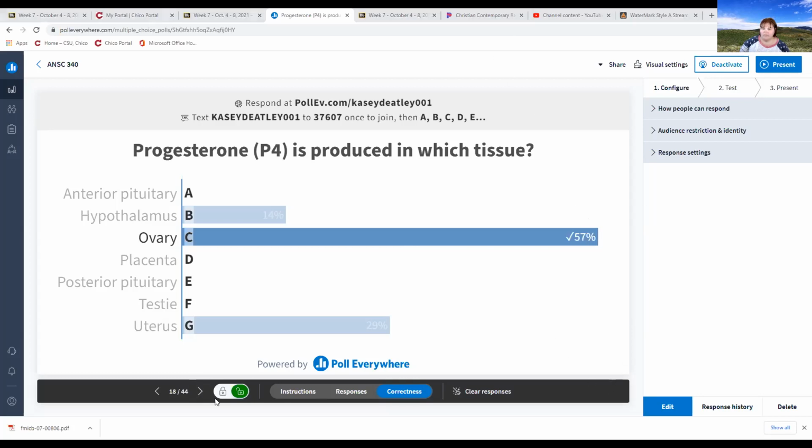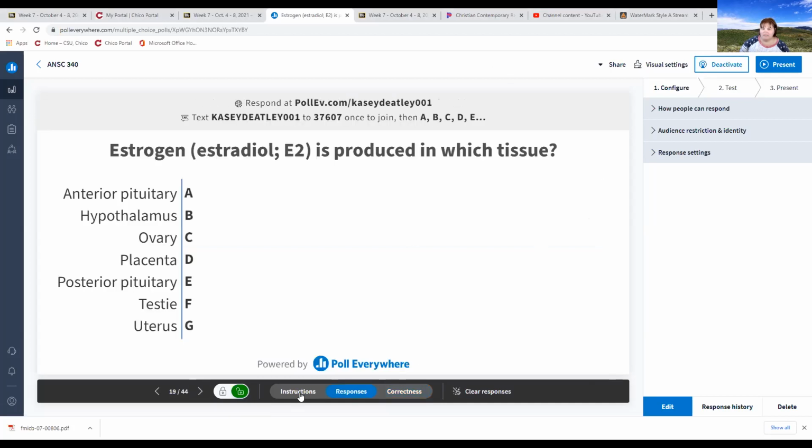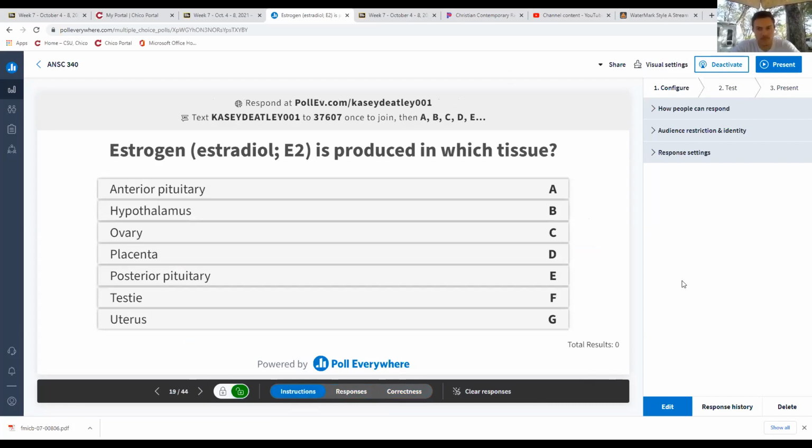All right. Okay, let's go to the next question. I'll activate it. There we go. Estrogen, also called estradiol, is produced in which tissue? All right, so we'll do about 15 more seconds here.